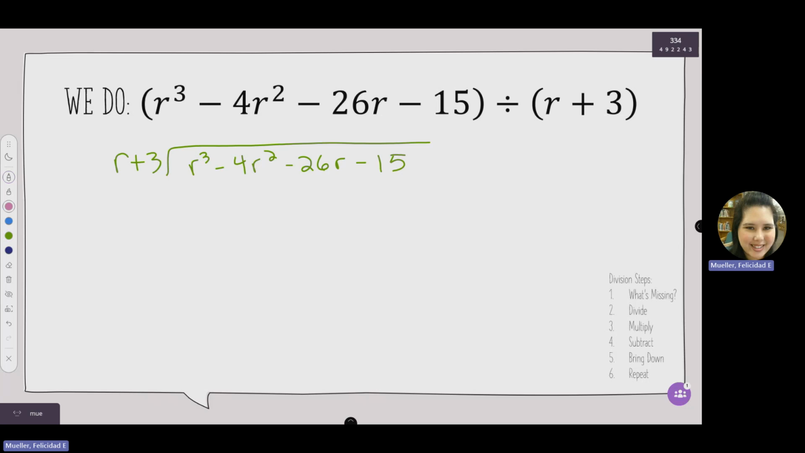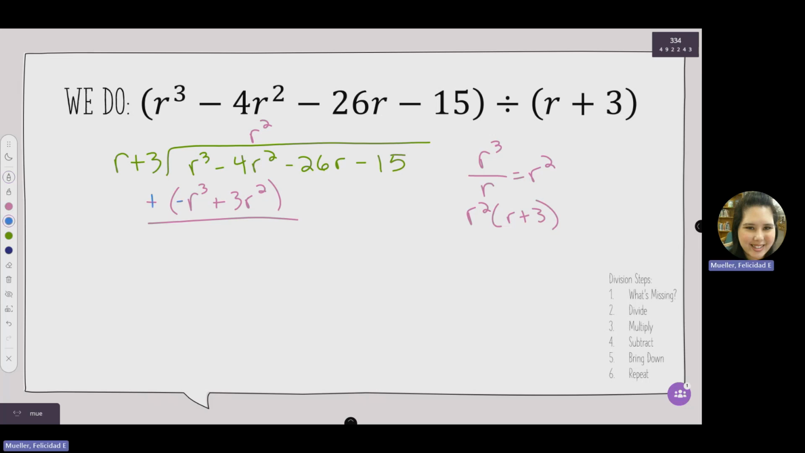So on this one, I would do r cubed divided by r and get r squared. And then do r squared times r plus 3. So my multiplier is r squared. When we do r squared times r plus 3, we get r cubed plus 3r squared.